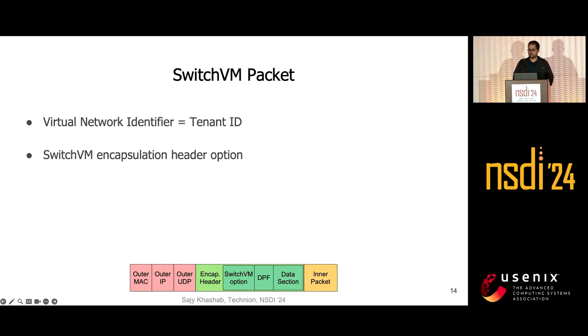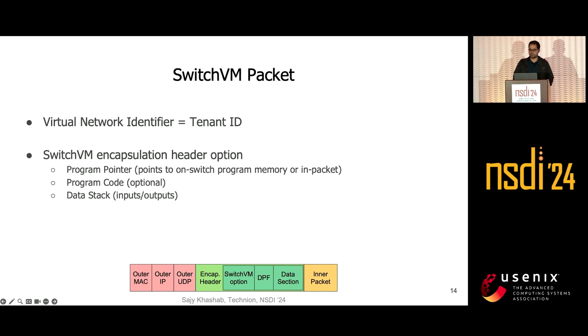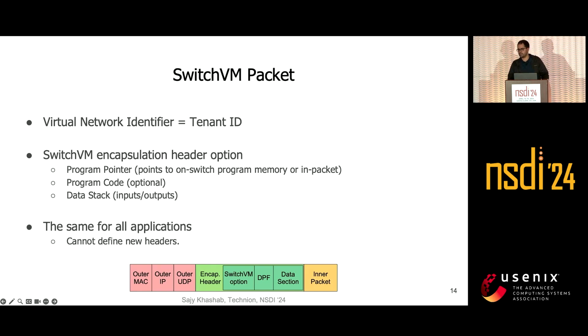SwitchVM-enabled packets hold a new encapsulation header option. It holds a pointer to the DPF code, which might be in the packet itself or stored inside the switch. It also holds a data stack, which the DPF uses for its inputs and outputs. The header structure is the same for all applications, so we can't really define new headers for different applications.